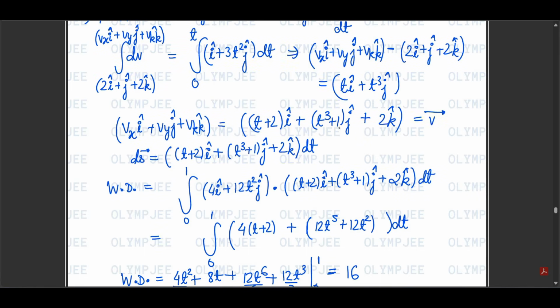So we have solved this by 2 methods. Here also you could have applied the kinetic energy method, but here we applied this F.ds method. Okay, so essentially we have solved this by 4 methods.